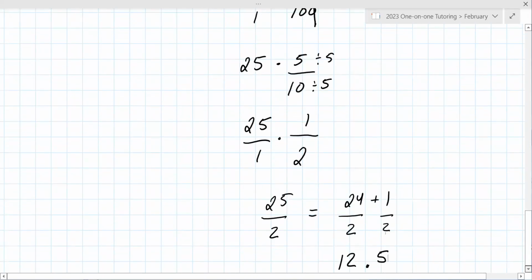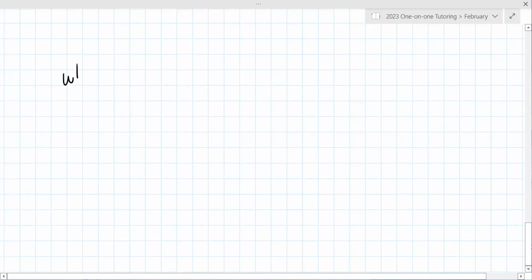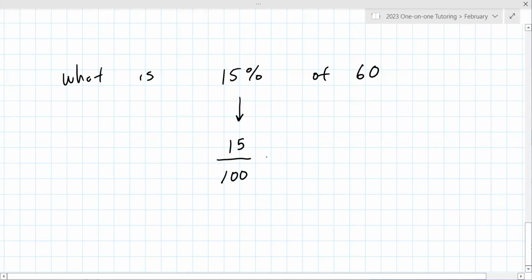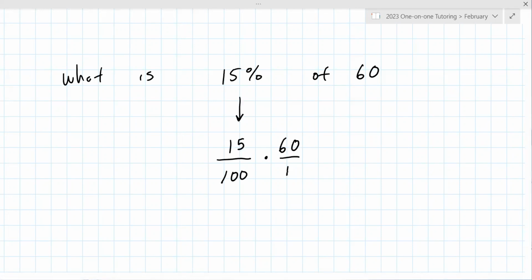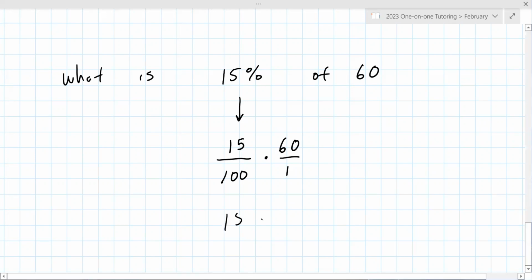So let's try another one here. What is 15% of 60? Okay. So 15% is 15 over 100 times 60. This one works out a little nicer than the last one. So this one would be 6 over 10 when you swap it. That's right.